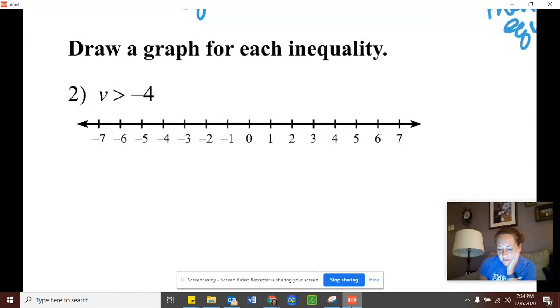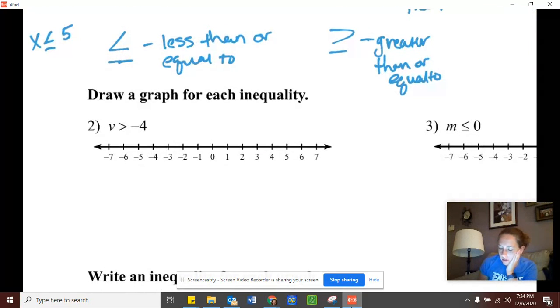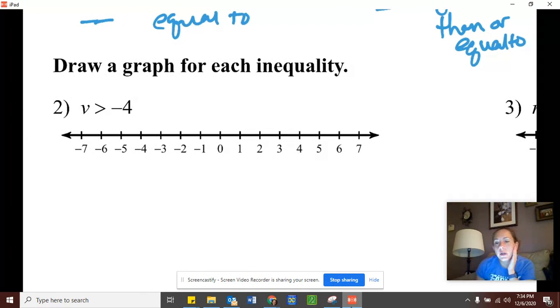As far as what we're going to be doing, when you solve an equation, there's one answer. But when you solve an inequality, there's an infinite number of answers, okay? So we're going to represent these on a number line.